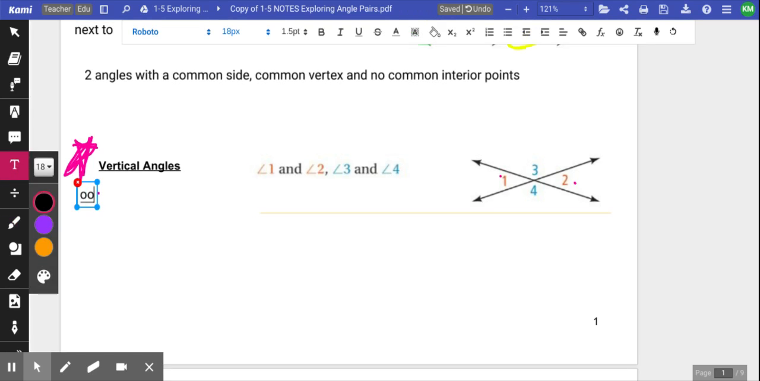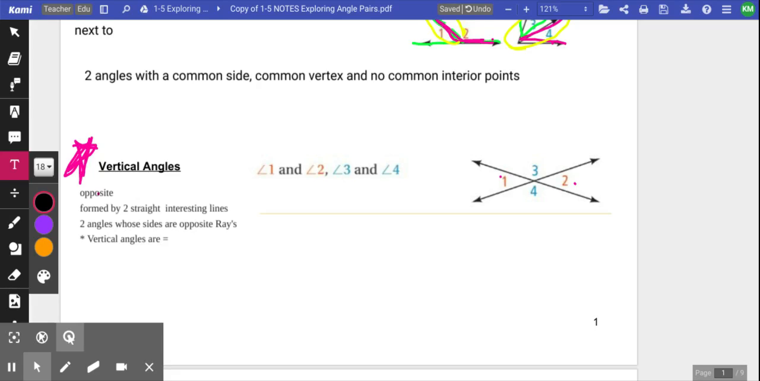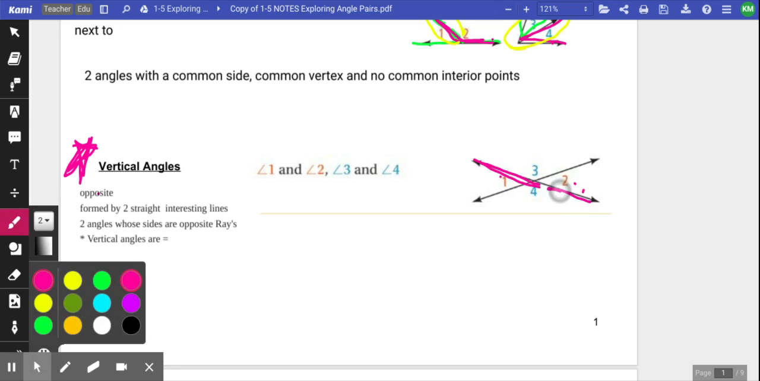All right, we can think of vertical angles as being opposite. But again, there has to be an actual definition for vertical angles. Angle 1 and angle 2, as well as angle 3 and angle 4, are vertical angles. By definition, vertical angles are formed by 2 straight intersecting lines. My intersecting lines would be here and here, and those intersecting lines form angles 1, 2, 3, and 4. The angles that are opposite each other are the vertical ones.